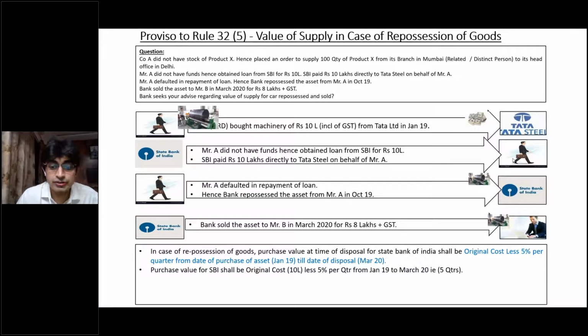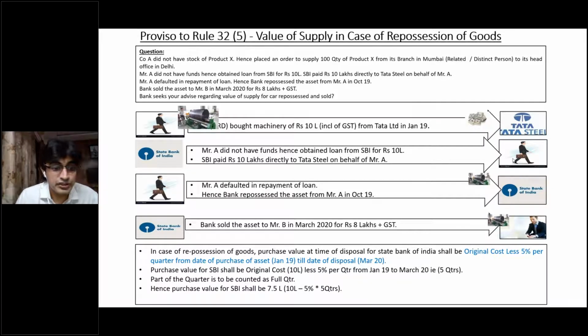So how many quarters? 5 quarters. Jan 19 to March 19, 1 quarter. April 19 to June 19, 2nd quarter. July 19 to September 19, 3rd quarter. October 19 to December 19, 4th quarter. And Jan 20 to March 20, 5th quarter. 5% per quarter is allowed. And if part of a quarter is used, it will be treated as a full quarter.